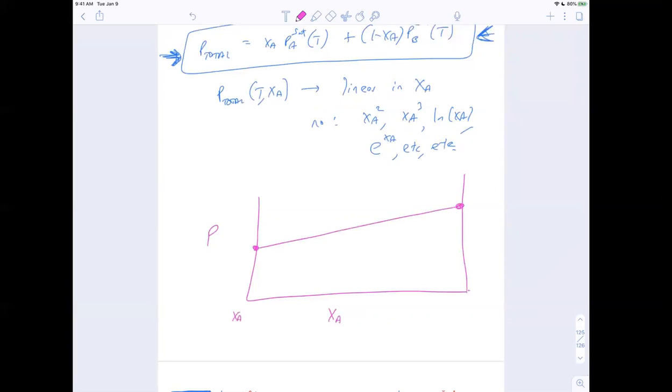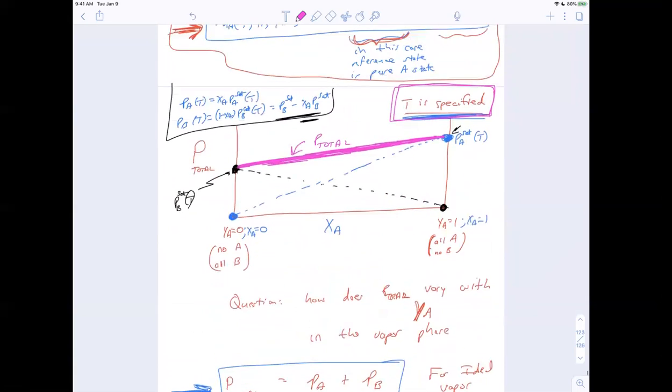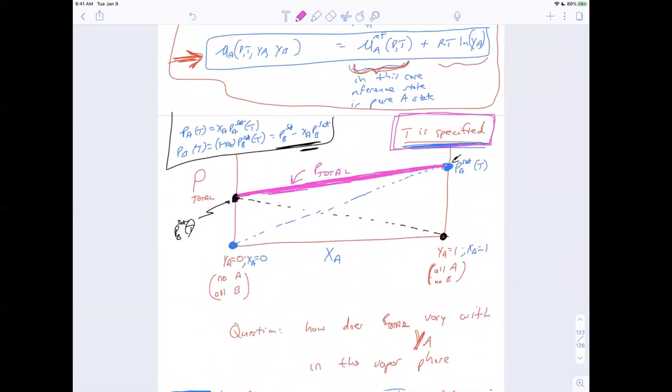So here x of A is equal to 0. X of A is equal to 1. Okay, this is P total. T is specified. Oh, right. Now I understand what I wanted to say here. So we specified T, that was one of our degrees of freedom. We're left with 1 degree of freedom. So based on this, we see that if we specify a total pressure that we want our system to be existing in, our composition is set for us.